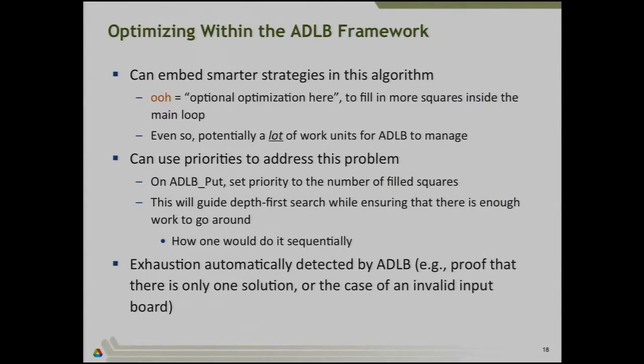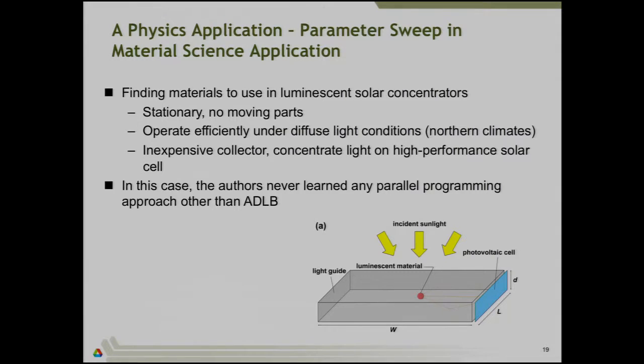And you can use priorities to address this problem. This is a trick that helps a lot. If you set the priority to the number of filled in squares when you do the put, you're saying, work first on the ones that have the fewest blanks left. So what that's going to do is start trimming down the search just the way you would do it if you were doing it by hand. And when we're all done, we either do a set done or exhaustion will be detected if maybe there's no solution or there's more than one solution, which there isn't supposed to be.